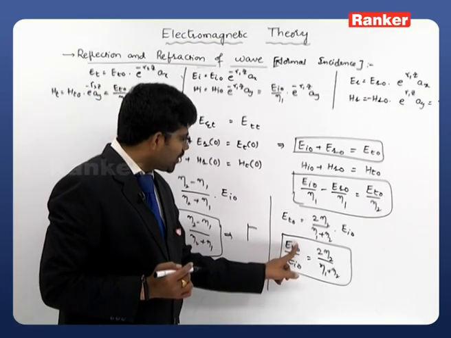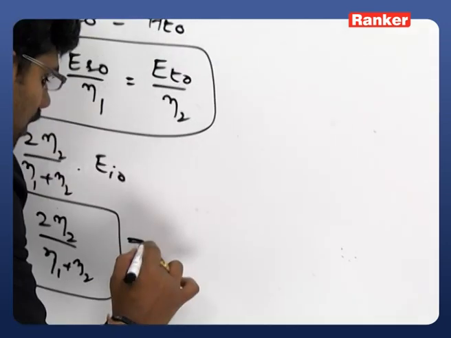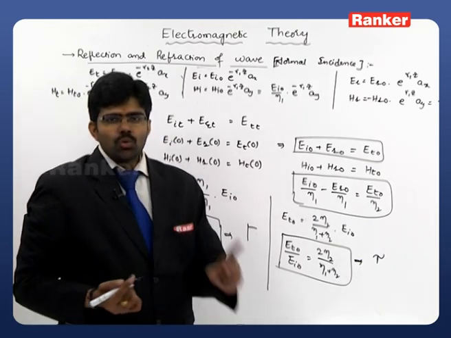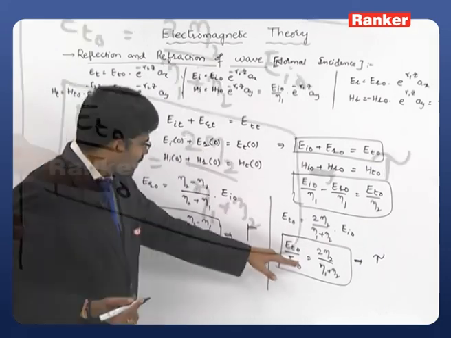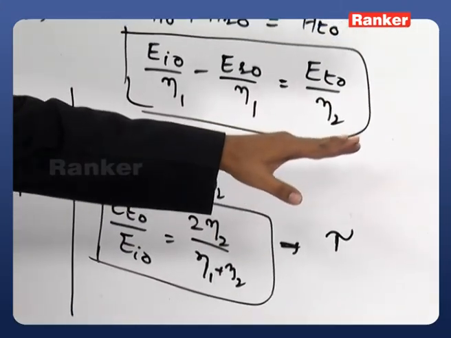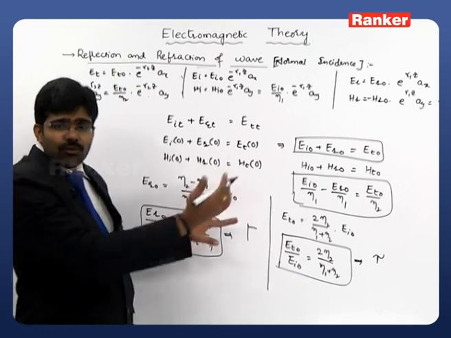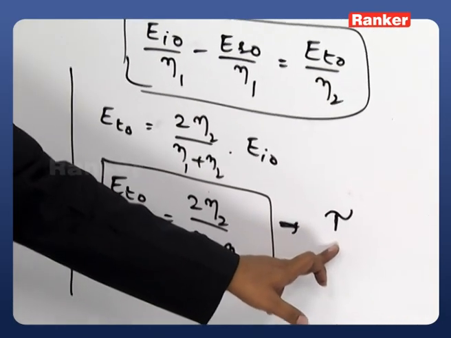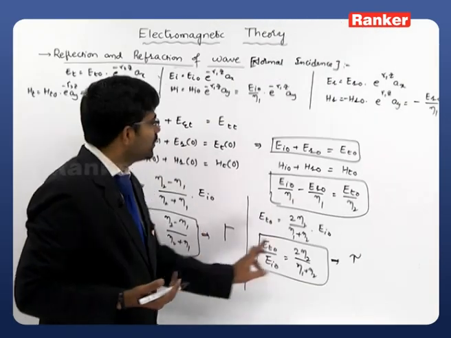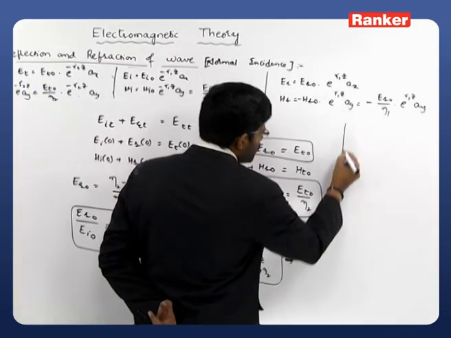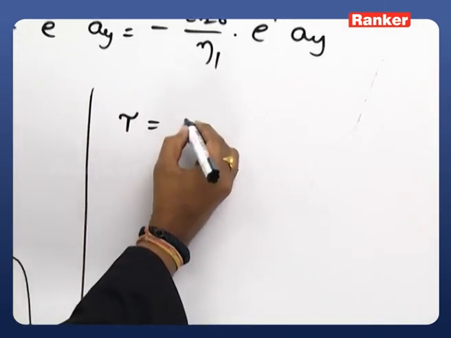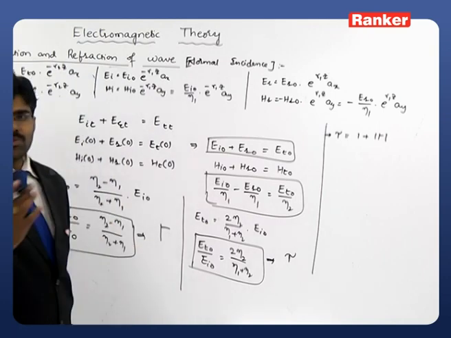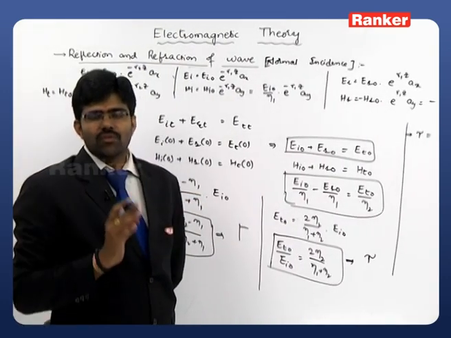The ratio of transmitted to incident is called the transmission coefficient, denoted with tau. So here clearly we have two coefficients: the transmission coefficient, how much of the electric field was transmitted to the second medium, and how much electric field was reflected within the first medium. This is called the reflection coefficient, and this is called the transmission coefficient. We have a simple relation between these two: the transmission coefficient is equal to 1 plus gamma, that is, how much was transmitted is equal to 1 plus the reflection coefficient.